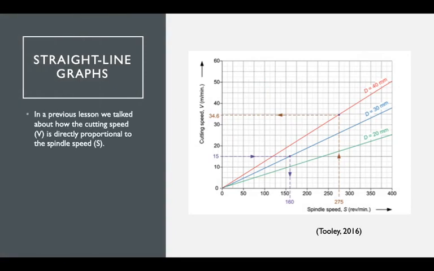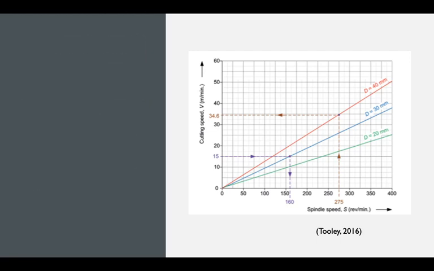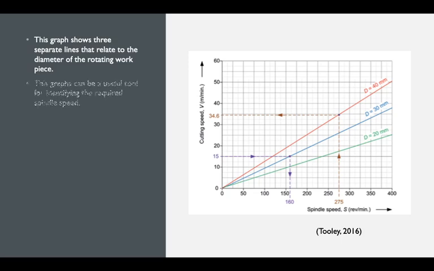In a previous lesson we've talked about how the cutting speed is directly proportional to the spindle speed when we're turning on the lathe. This data can be displayed in a straight line graph showing the corresponding values of V and S. This graph shows three separate lines that relate to the diameter of the rotating workpiece. So there's a 20mm one in green, 30mm in blue, and a 40mm diameter in red.